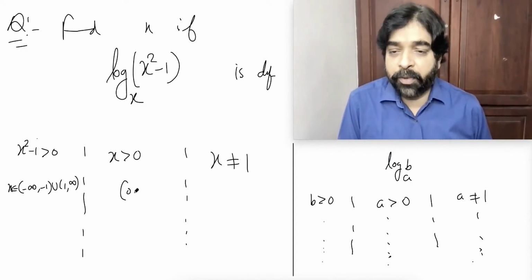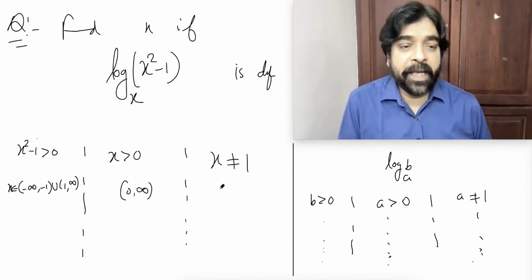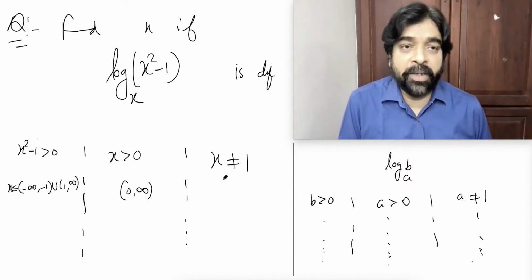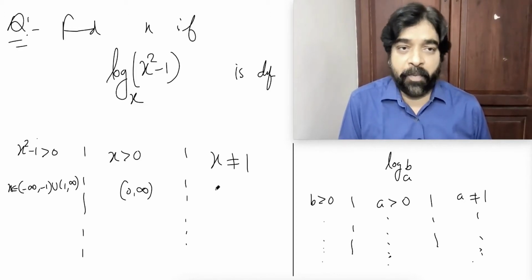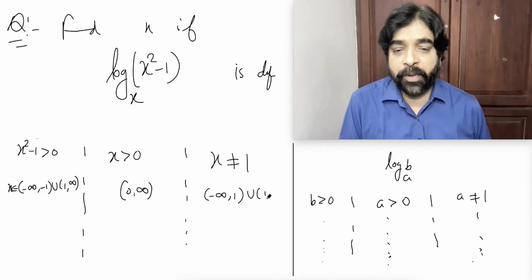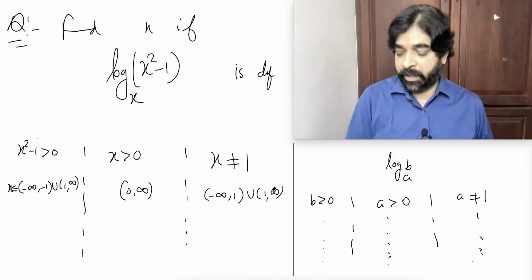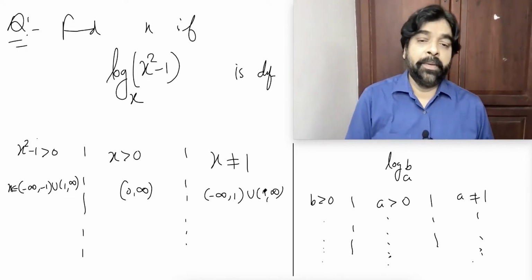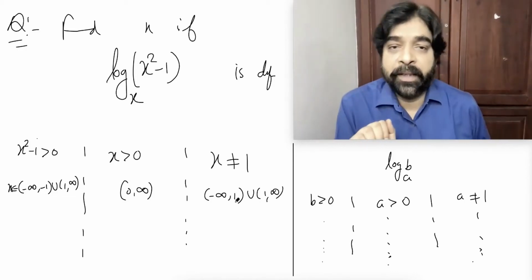This is saying 0 to infinity. And this is saying all real numbers except 1. This is saying all real numbers except 1. Minus infinity to 1, union 1 to infinity. Have you understood this step? Is it clear to everybody?